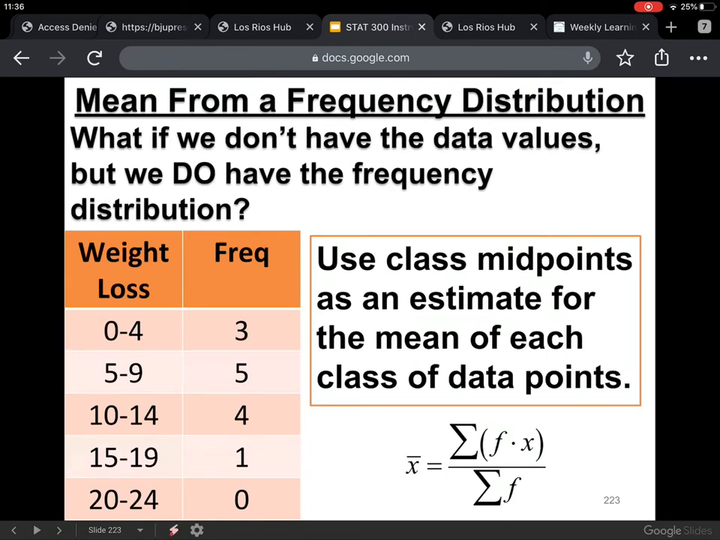The formula here: sum of the frequency count, so that would be 3 in this case, times the midpoint, x, which would be 2 in the first class, and divide by the sum of the frequencies. Remember, this frequency column here is a tally of all of the different data points put into different classes. So there's a total of 3 plus 5 plus 4 plus 1 plus 0 people or data points.